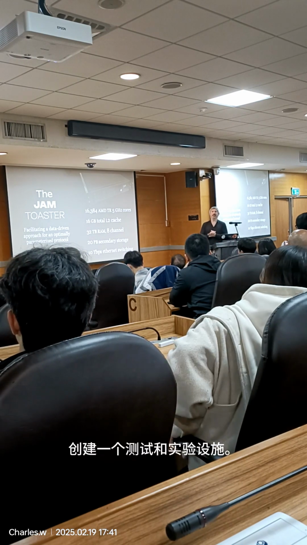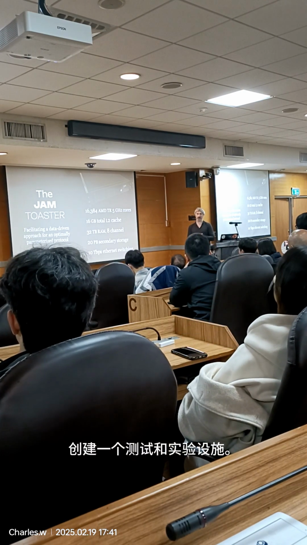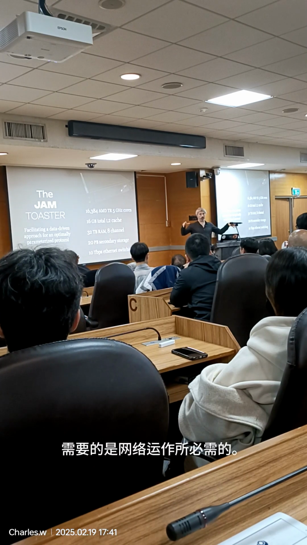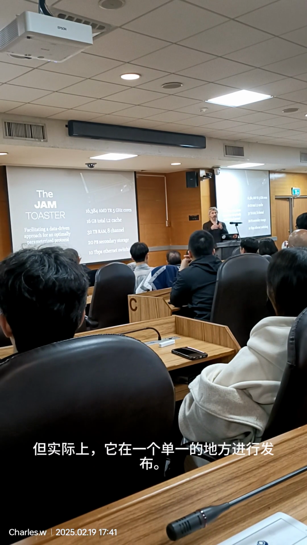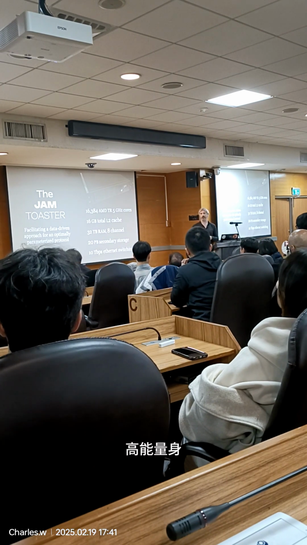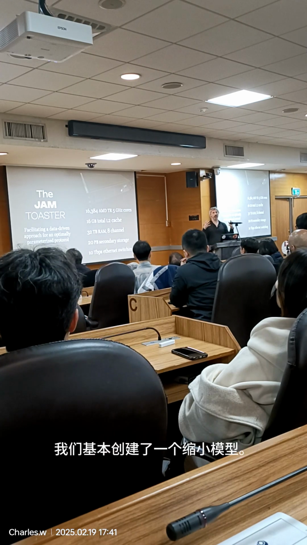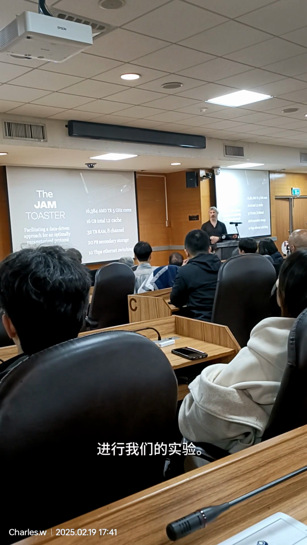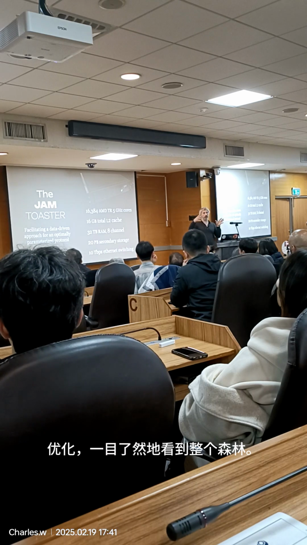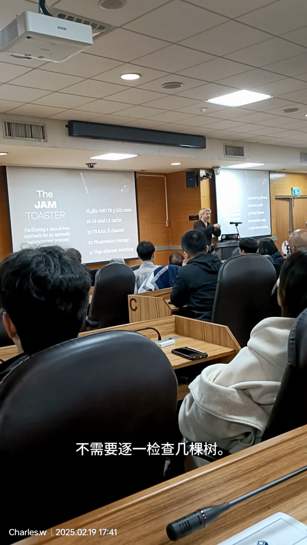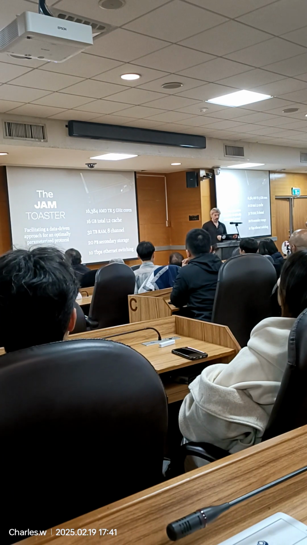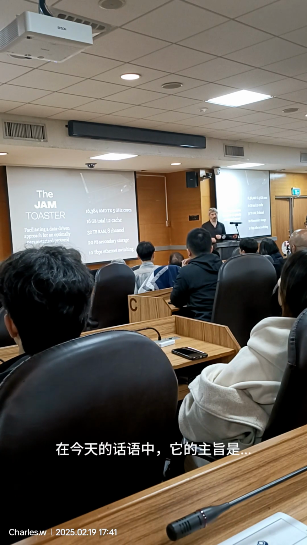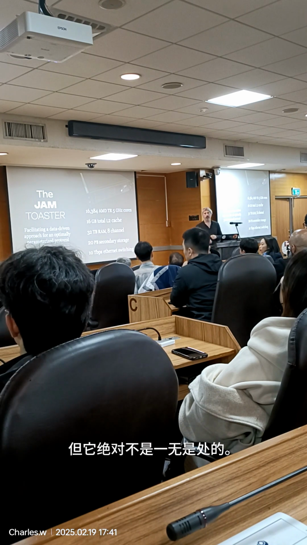So instead, we create a testing and experimentation facility that has all of the computational power that is required by the network to operate, but instead hosts it in a single place with a high-power logging system. Essentially, we create a scale model, and it's with this that we can actually do our experimentation, optimization, and see the whole forest all at once, not have to inspect a few trees here and there. And that's what the JAM toaster is. It's not a supercomputer by today's supercomputer standards, but it's certainly no slouch.